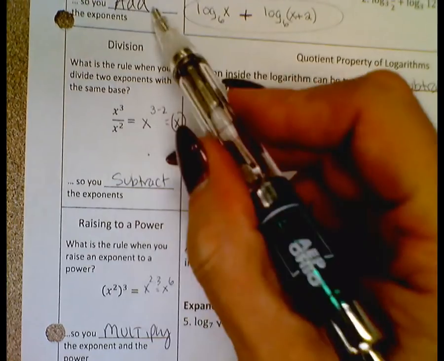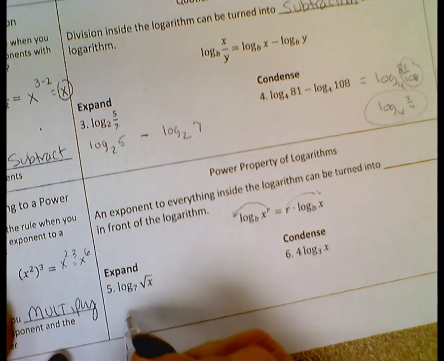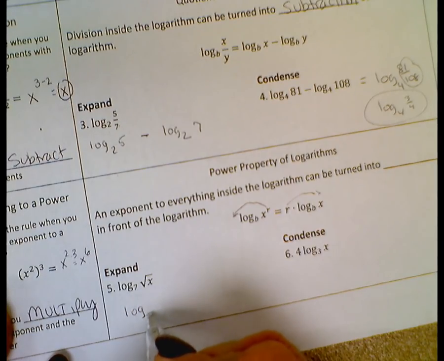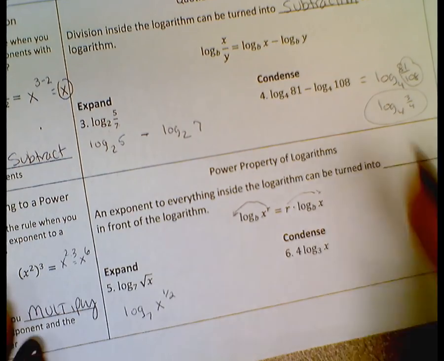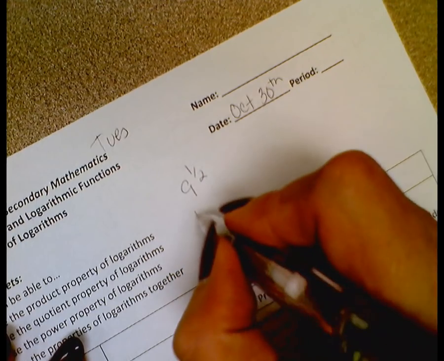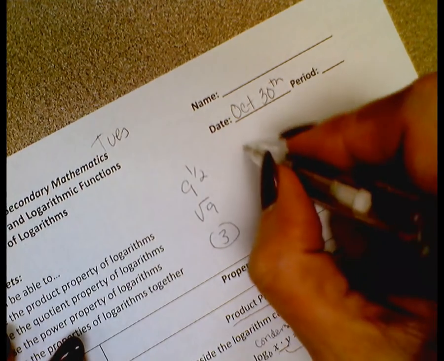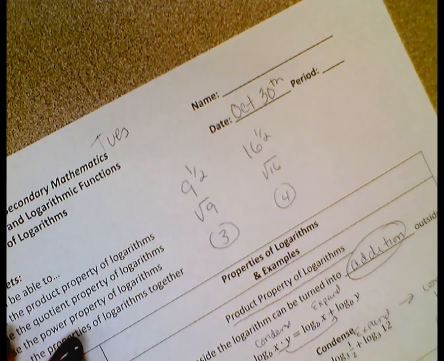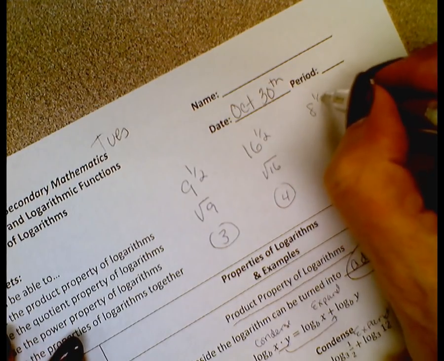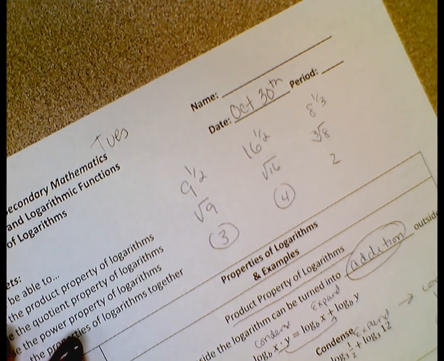So the first property has to do with addition, subtraction, and multiplication. So here's an expansion one. Now this one, maybe you don't know this, but the square root of x can be rewritten as x to the 1/2 power. For example, what's 9 to the 1/2? That's the same thing as the square root of 9. So that answer would be 3. What's 16 to the 1/2? The square root of 16, which is 4. And if you had 8 to the 1/3, that's the cube root of 8, which is 2. You did all that stuff last year.